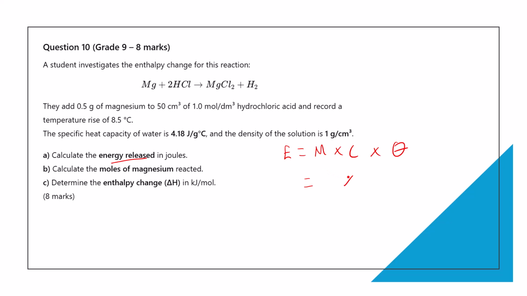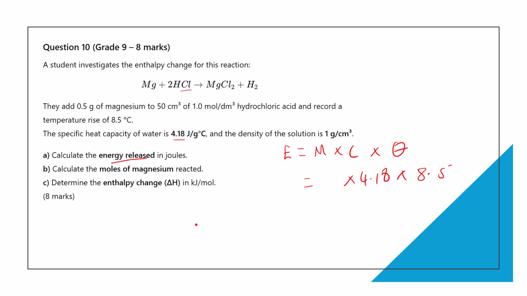Now, the specific heat capacity they're using here is 4.18 joules. I would have said for solution, but they've said for water. Quite misleading, but it's all right because HCl typically is dissolved in water. So let's just use 4.18 as what they've given us, right? Now the change in temperature is 8.5 degrees, and the mass we're going to be using.